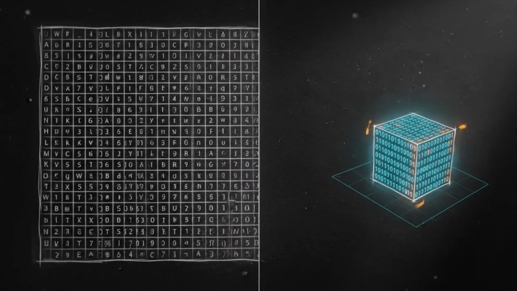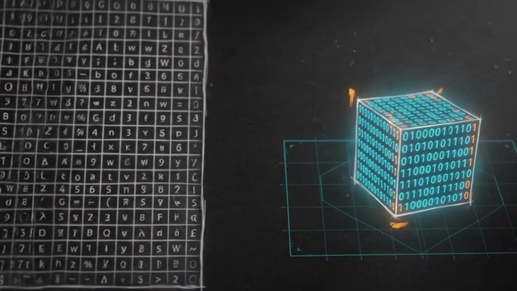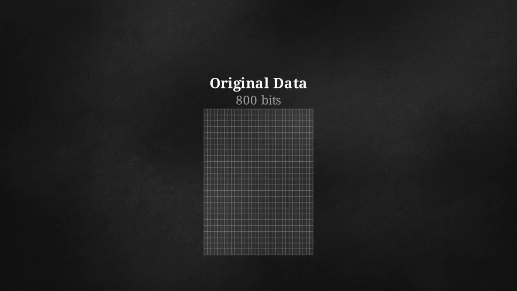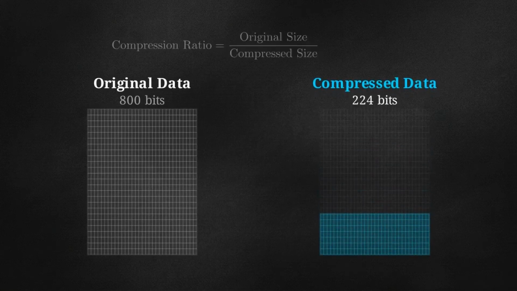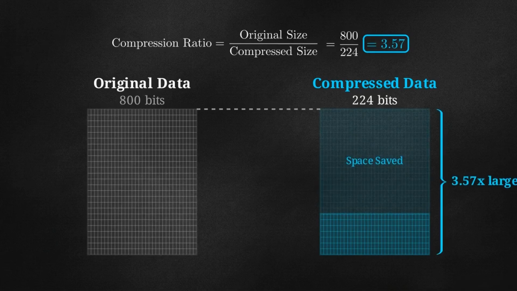We can measure the efficiency of this process by comparing the uncompressed baseline data against the Huffman bitstream. The compression ratio is calculated by dividing the original size of 800 bits by our compressed size of 224 bits. This yields a ratio of 3.57, meaning the original file occupied over 3.5 times more space than the compressed version.